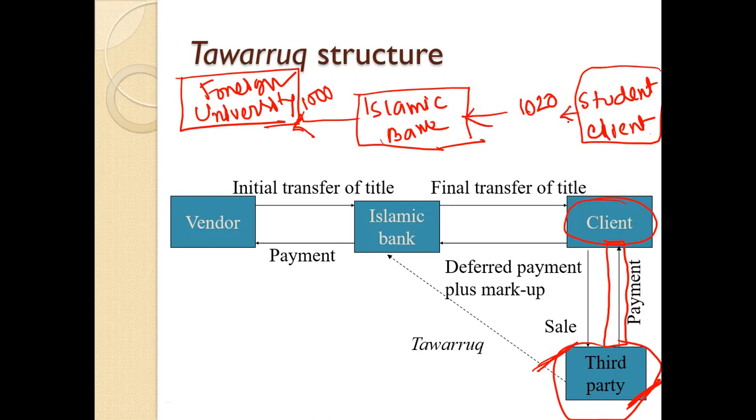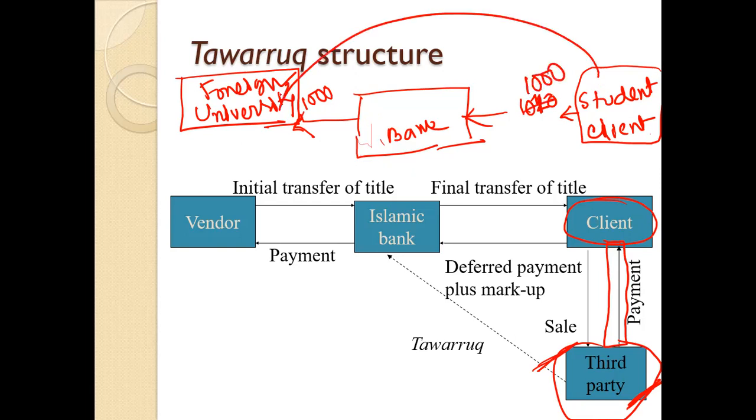So how is this different from the conventional system? In the conventional system, the bank will give you 1,000 and you will pay it yourself to the foreign university, and after a certain period of time you will pay 1,010 to the bank.